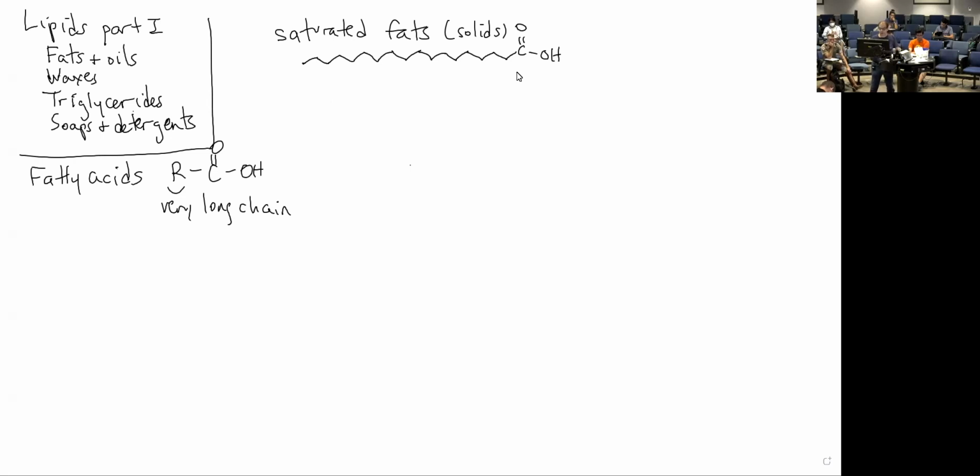And I wouldn't be surprised if you can find it in some animal products. Because of course, as you're aware, your saturated fats, the ones that are solid at room temperature, generally come from animal sources. So this is your beef fat, your butter, you know, your Crisco, things like that generally come from animal sources.